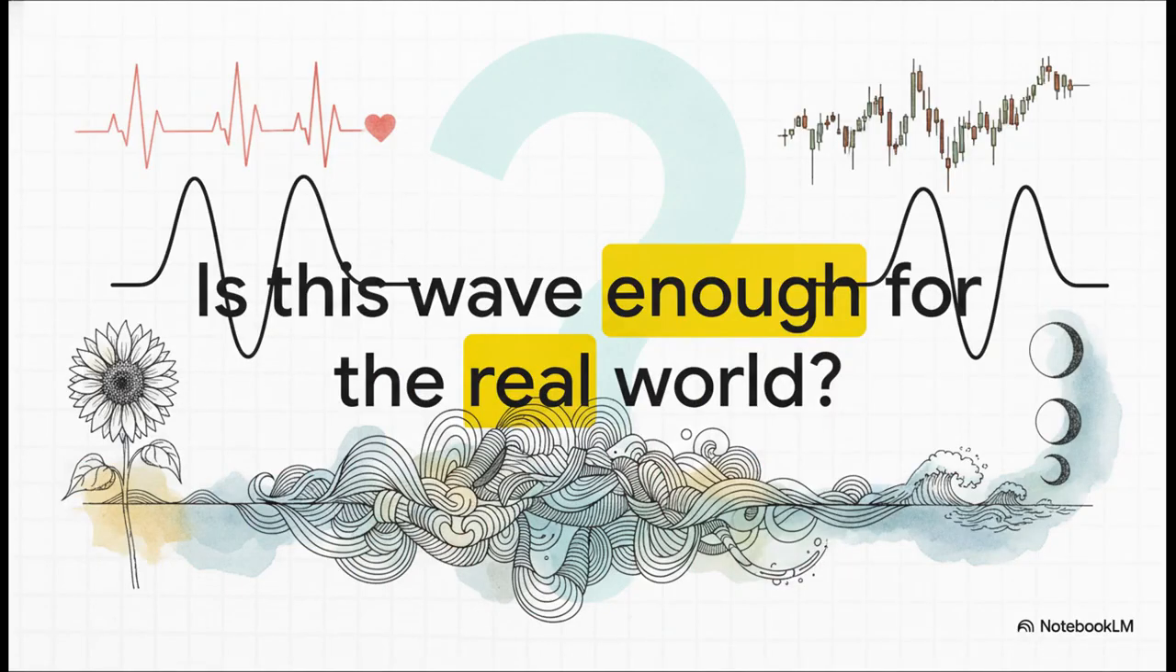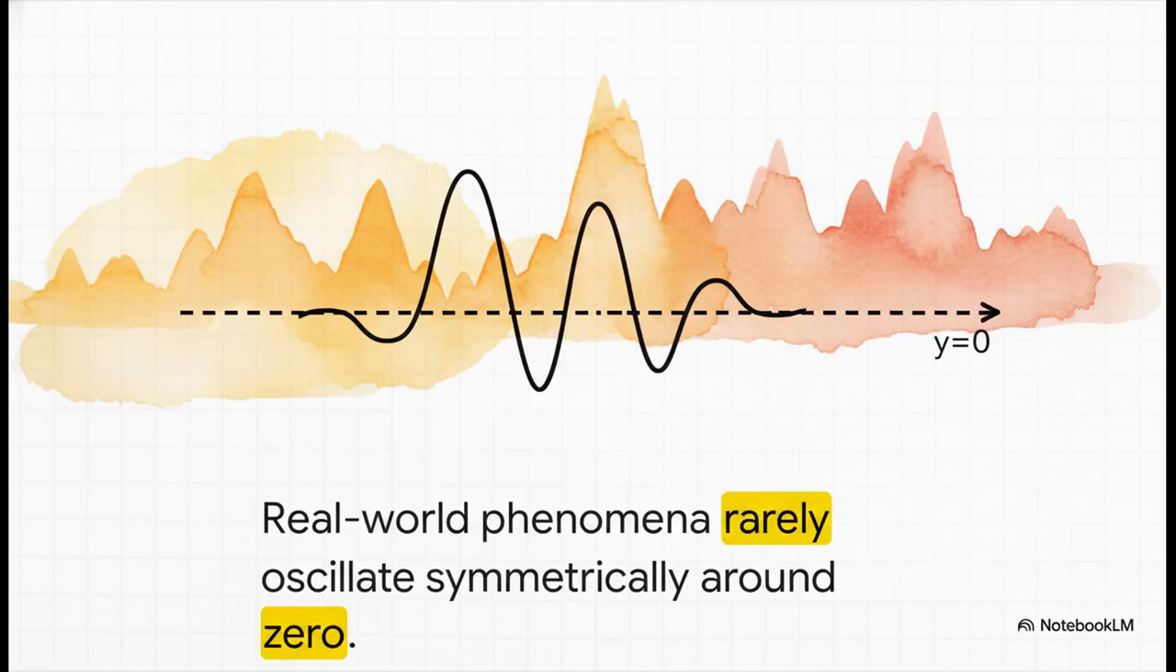So you know this classic wave, right? It oscillates perfectly around the x-axis. It's kind of the heart of trigonometry. But think about the real world for just a second. Is this simple wave really enough to describe all the cycles we see around us? Yeah, the answer is a pretty clear no.